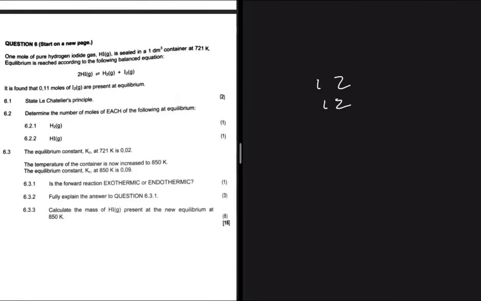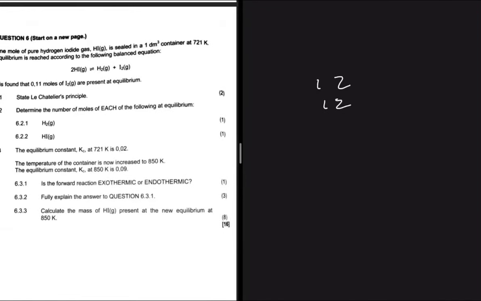There's a lot of weird things in this question. For instance, 6.2.1, we have 1 mark being awarded, and 6.2.2, that is still the case. But 6.3.3 is out of 8 marks. It doesn't make any sense. Let me show you why I'm saying that.